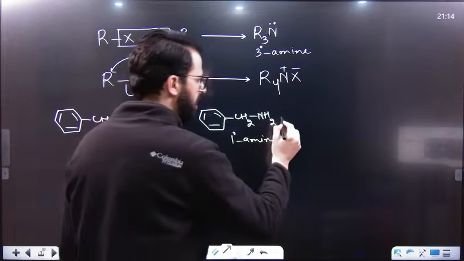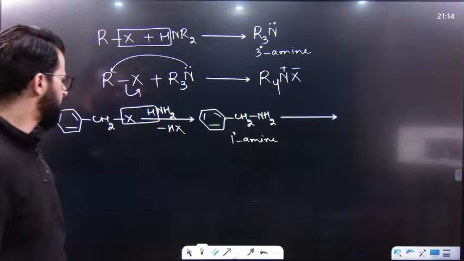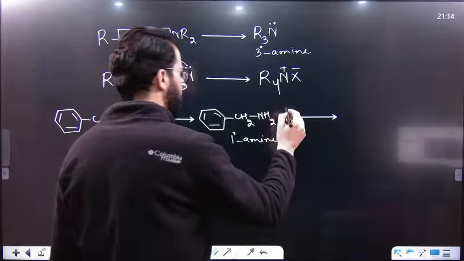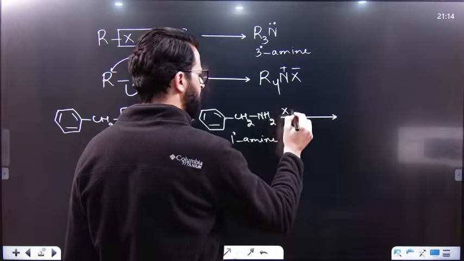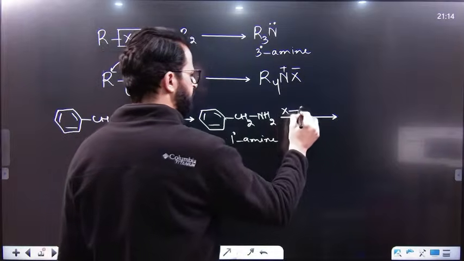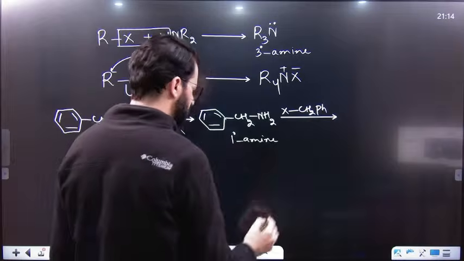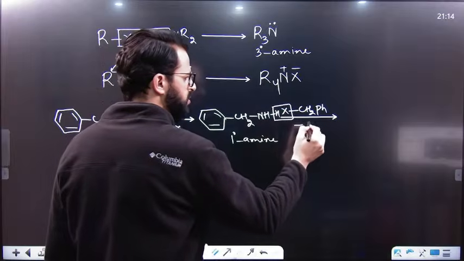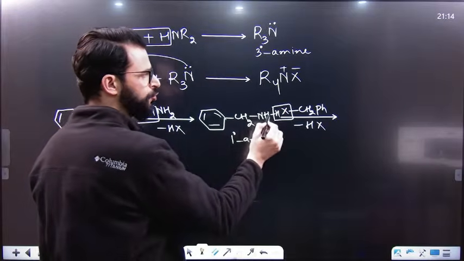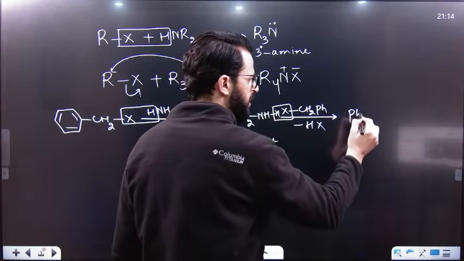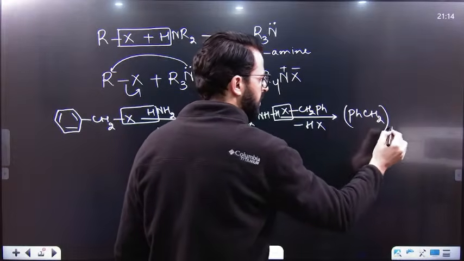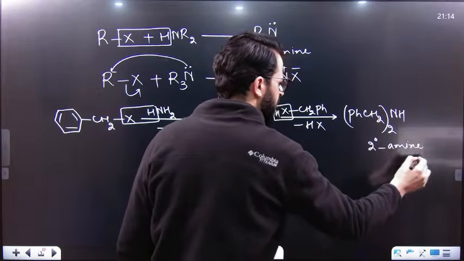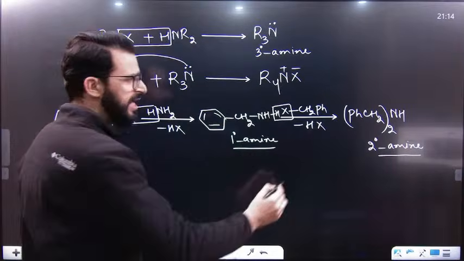After that, this primary amine is further treated with benzyl halide, because we have taken benzyl halide in excess. Now it will react with this one, H and X will be lost, so we will get (PhCH2)2NH. This is known as a secondary amine. First we get the primary amine, then the secondary amine.